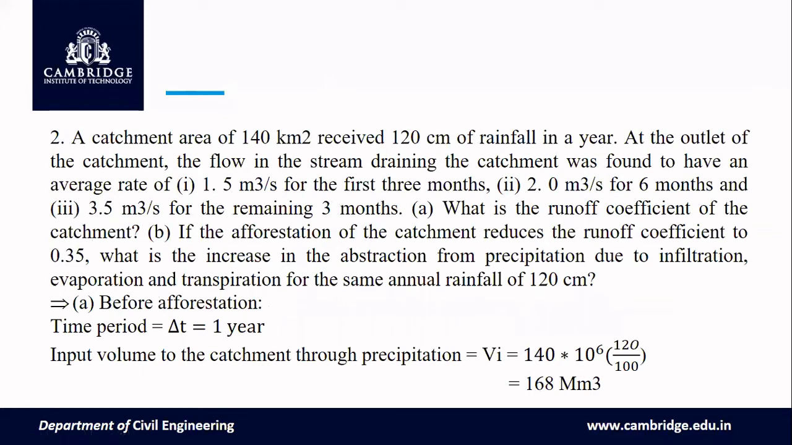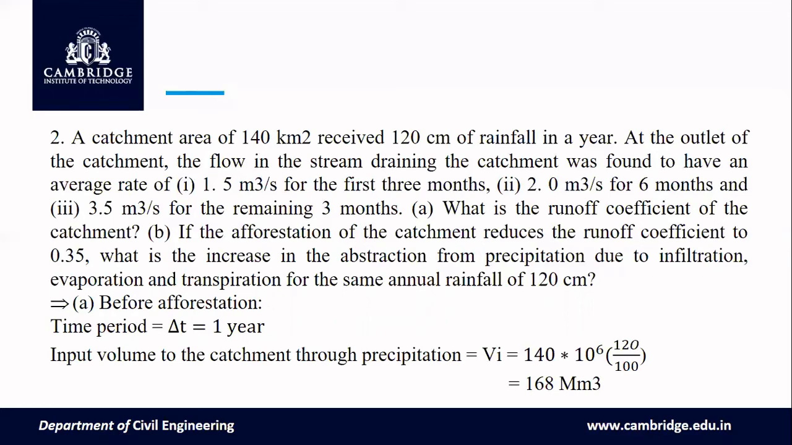Second, one more problem, again we'll solve. You can see the catchment area of 140 square kilometers received 120 centimeters of rainfall in a year. At the outlet of the catchment, the flow in the stream draining the catchment was found to have an average rate of 1.5 meter cube per second for the first 3 months, 2 meter cube per second for the next 6 months, and 3.5 meter cube per second for the remaining 3 months. There is an output volume. So what is the runoff coefficient of the catchment?